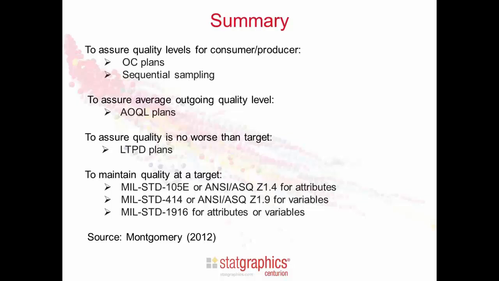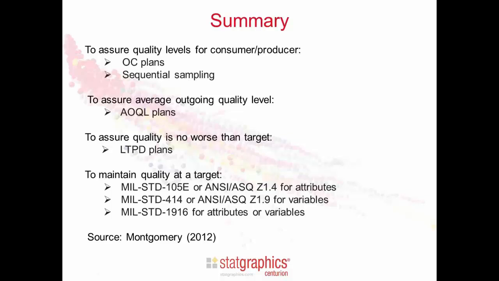If I wanted to assure an acceptably small average outgoing quality, I'd select an AOQL plan. If I wanted to assure that quality was no worse than some target level, I'd select an LTPD plan. If I wanted to maintain quality at a particular target, I'd pick one of the military or ANSI standards to use. This summary, incidentally, comes from Doug Montgomery's book, and I'll give you the reference in just a moment.